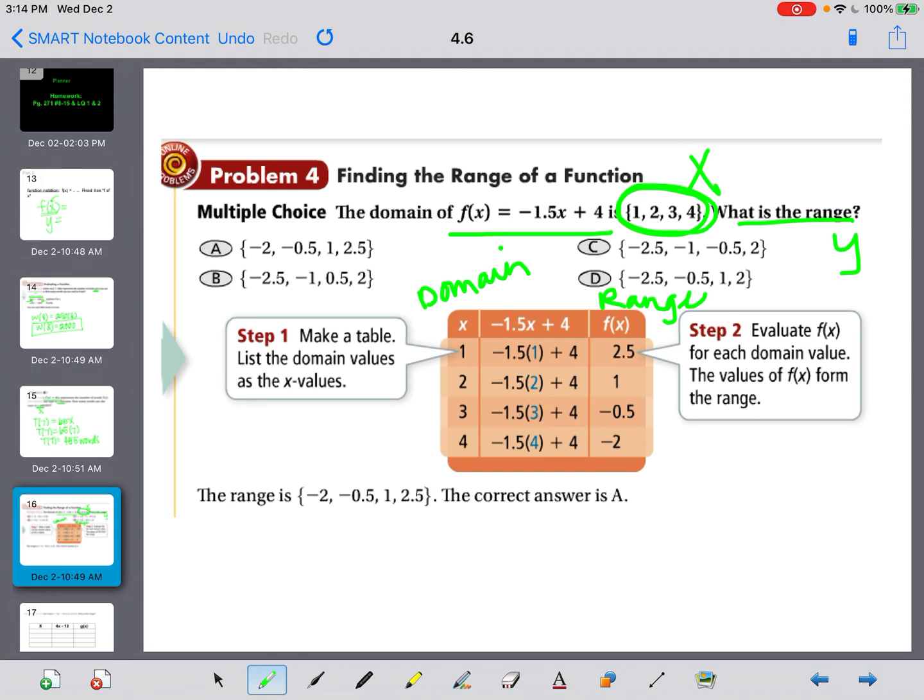So they want you to figure out, when I plug in a 1, what do I get? When I plug in a 2, what do I get? A 3 and a 4. And then I need to list all of those values inside those funny little wiggly brackets. This table where it has the x, the y with the function in the middle is probably the best thing to use. Since they already did it for us and they tell us that 2.5, 1, negative 0.5, and negative 2 are our range values, we need to write them in numerical order inside brackets. That will be your final answer. Those are your range values, which is what they're looking for.